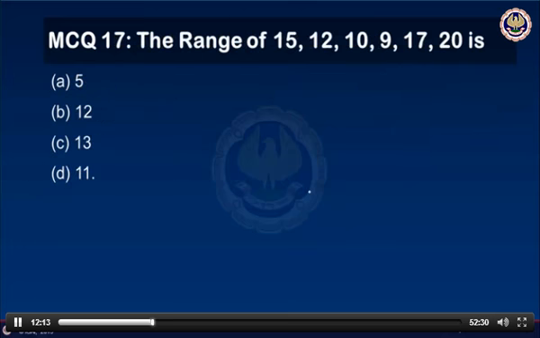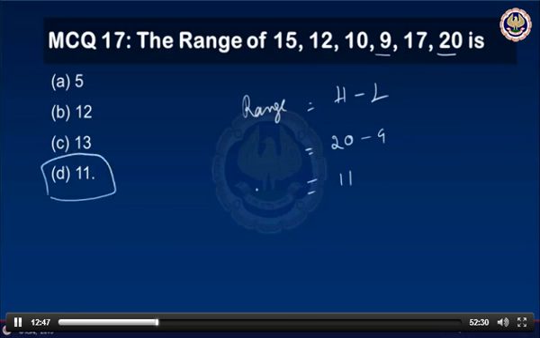Next, the range of 15, 12, 10, 9, 17 and 20 is. You all know the range formula: highest value minus lowest value. If you look at this data, the highest value is 20 and the lowest value is 9. 20 minus 9 is 11. So the range for this data is 11. Option D is the correct one.